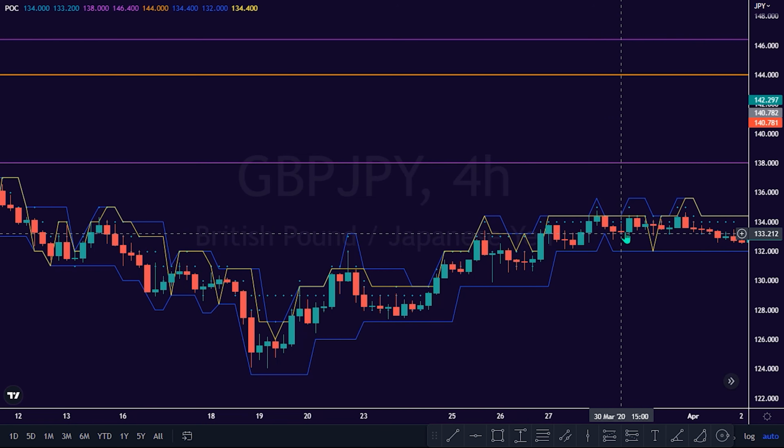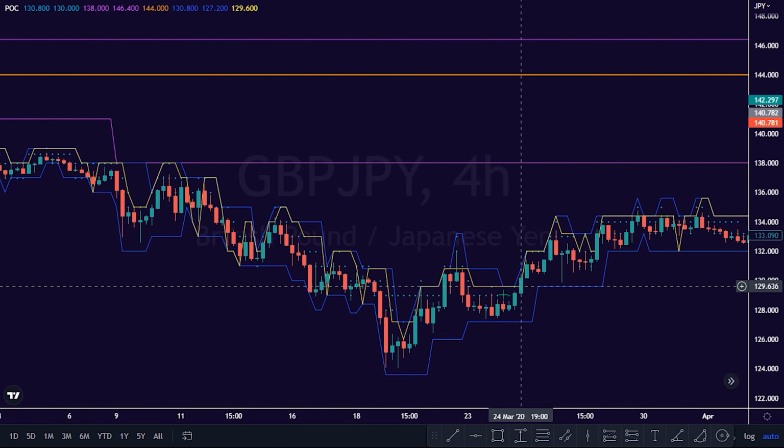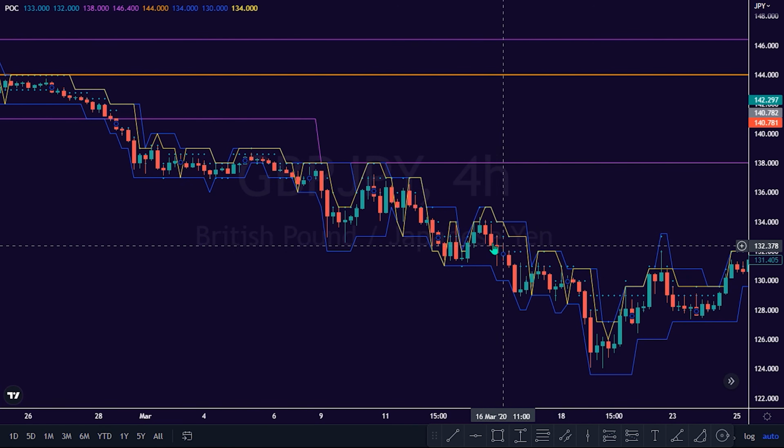As you can see, Point of Control V2 POC is a trading indicator for detecting high profit trade setups in the market.